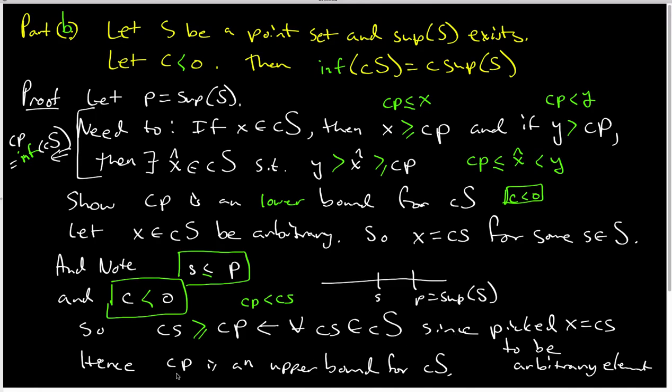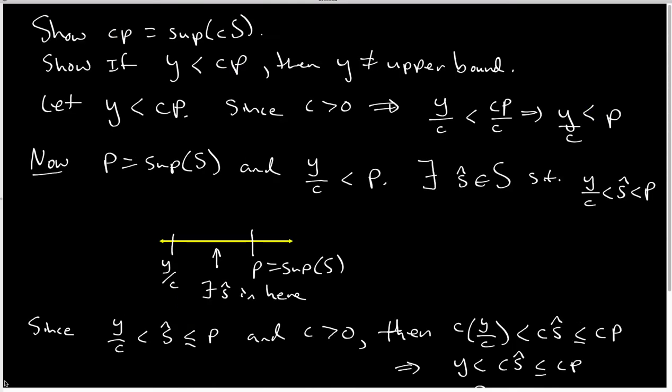And so we do indeed have that CP is not an upper bound, but a lower bound for my set S. And so we've got the first part of the proof completed. Now we look at seeing if we can modify the second part of the proof.